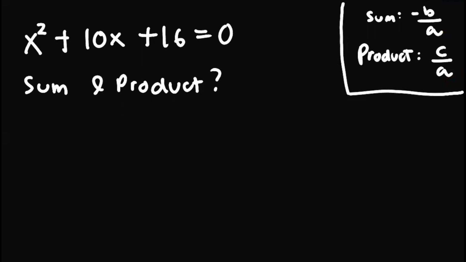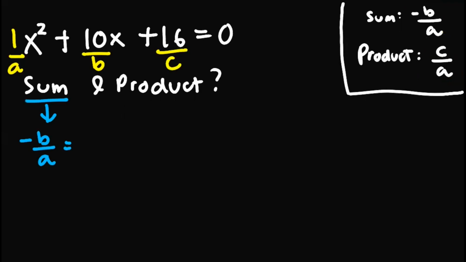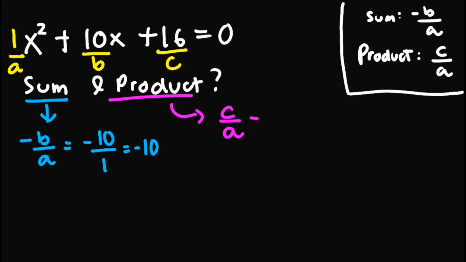First, we determine the coefficients. So we have 1 here for a, 10 here for b, and 16 here for c. So we know that the sum is simply given by negative b over a, or that is simply negative 10 over 1, or simply negative 10. For the product, that is simply c over a, or that is 16 over 1, or simply 16. And these are immediately the answers for this problem.